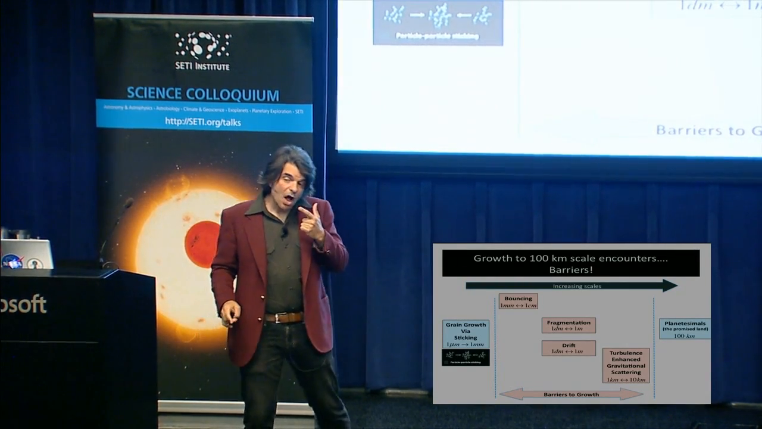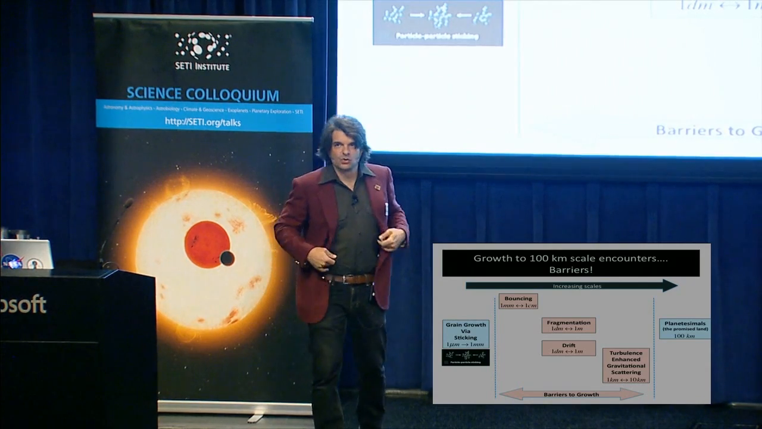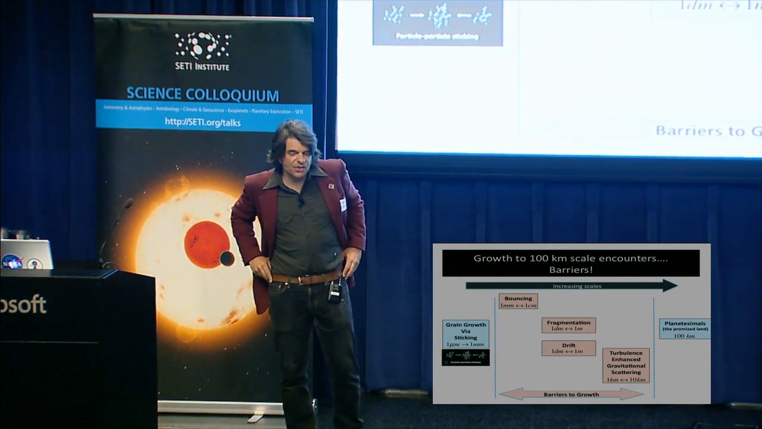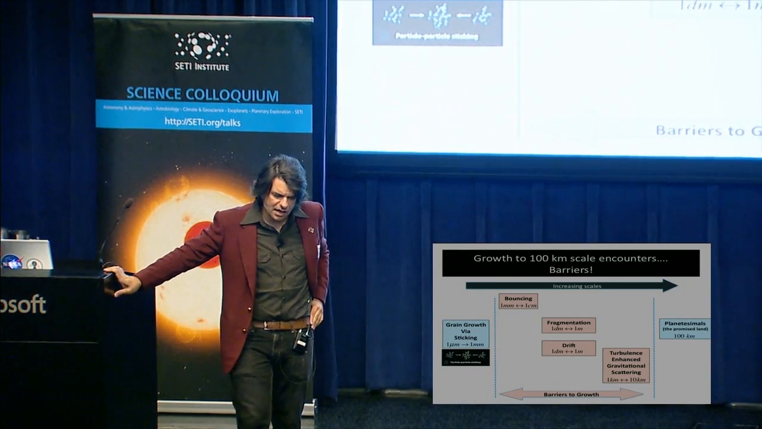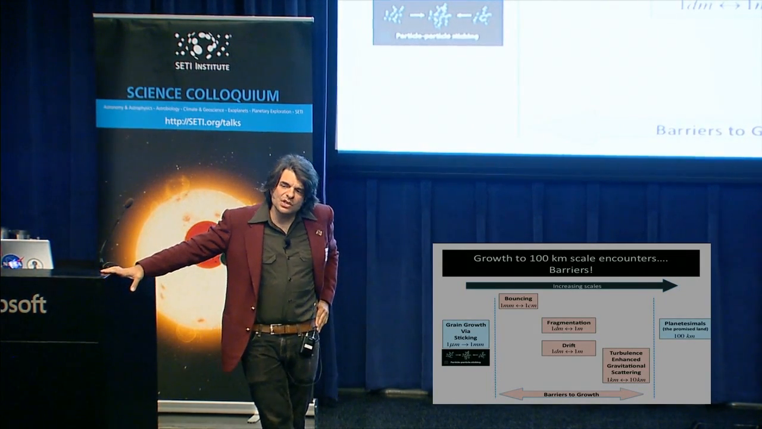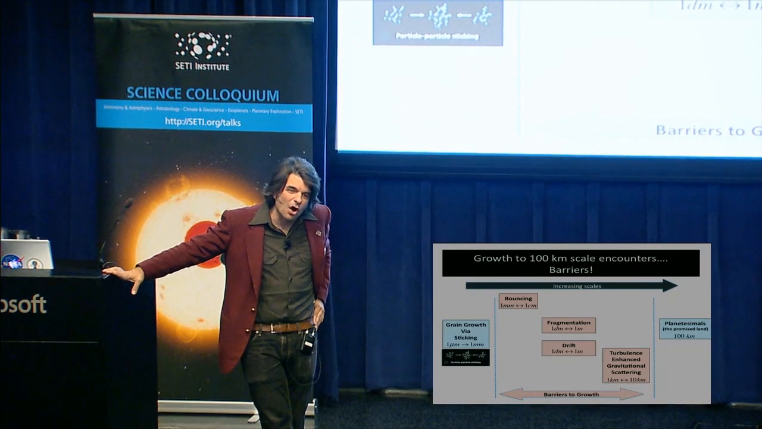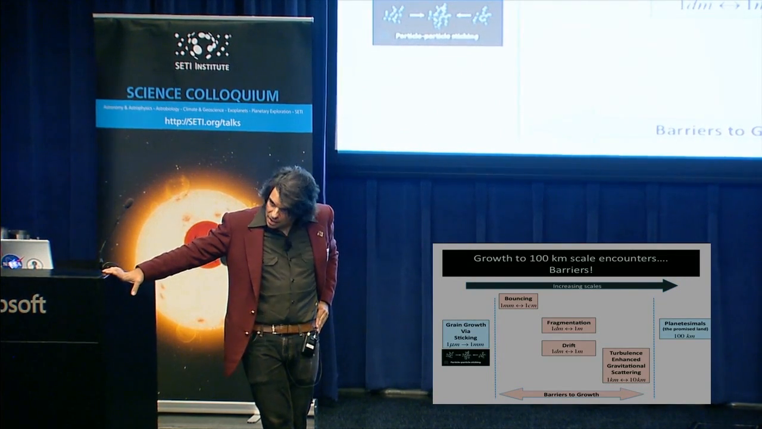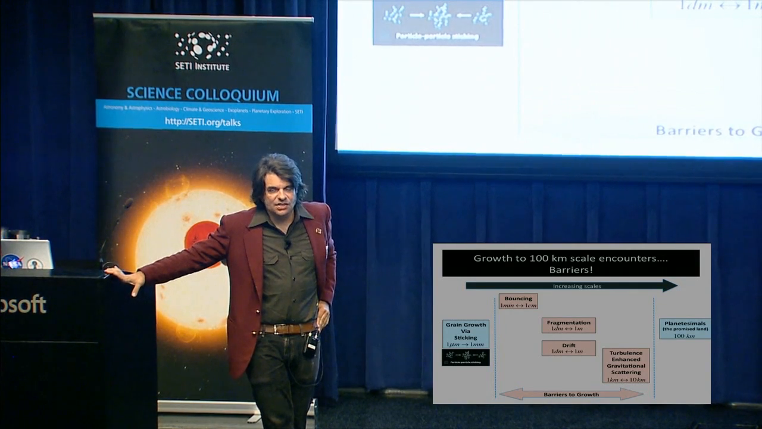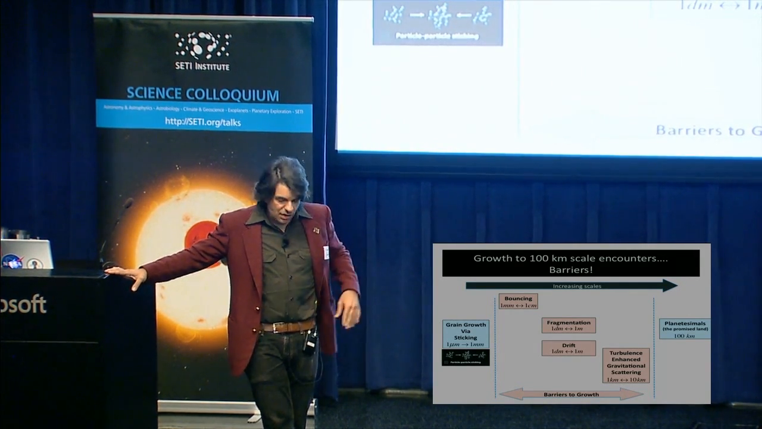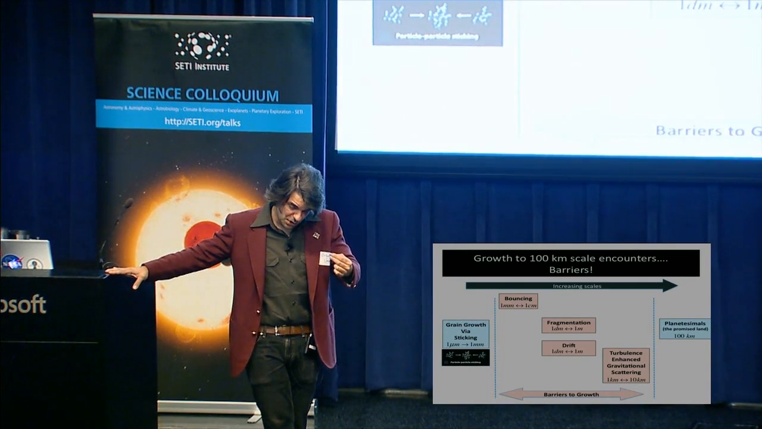So that's one. The other one is what's called the drift barrier. Now, this is an interesting thing. You'll see this more clearly in a follow-up slide. But essentially, it's the following. When a particle grows large enough, it encounters gas drag. And that gas, which is rotating around the central star, is under what's called pressure support.